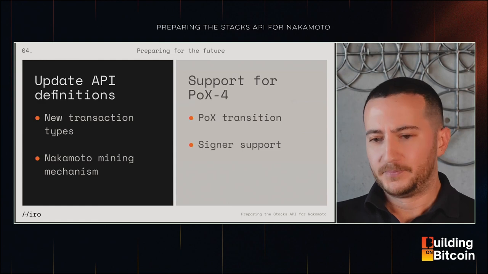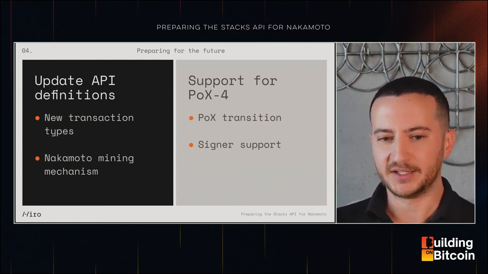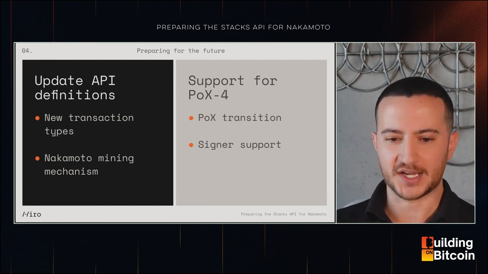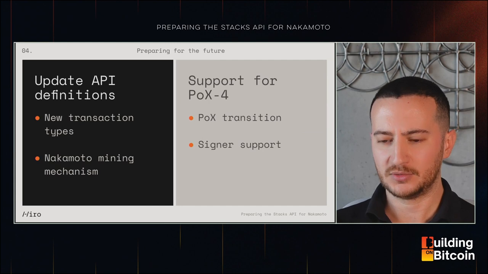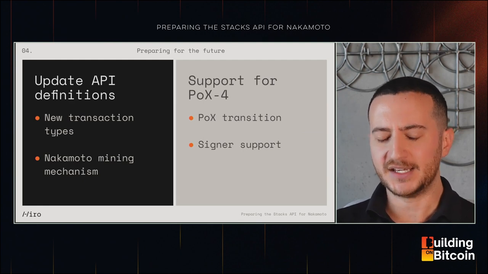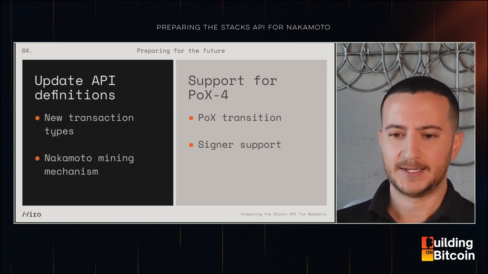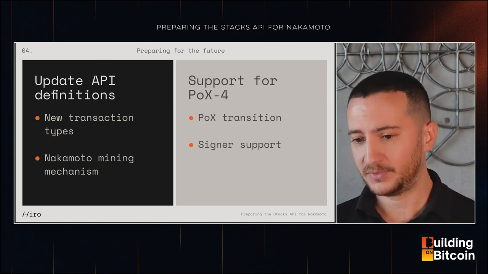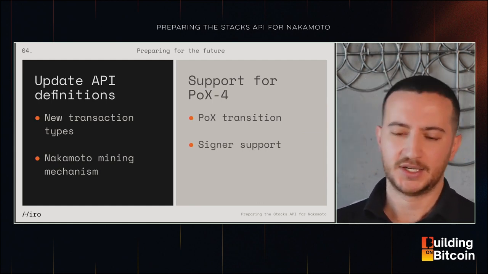So for Nakamoto, we obviously have to update the API definitions around new transaction types and the new mining mechanism on Nakamoto. Again, you just heard Kenny describe this in great detail. But the basic idea is that the API has to be able to first consume these new transaction types and also expose them via the endpoints that we serve, on blocks and transactions.